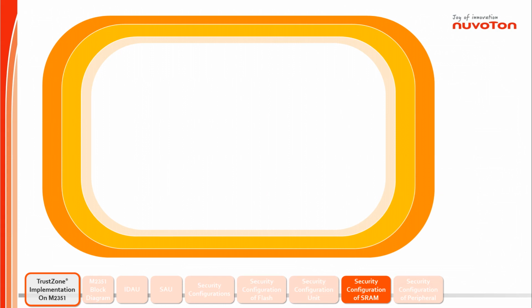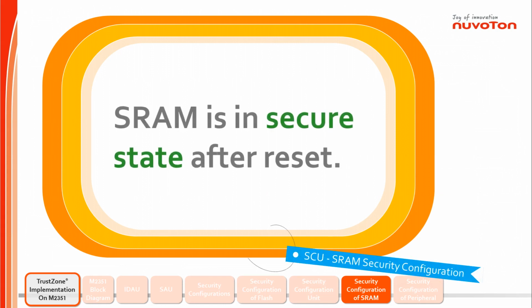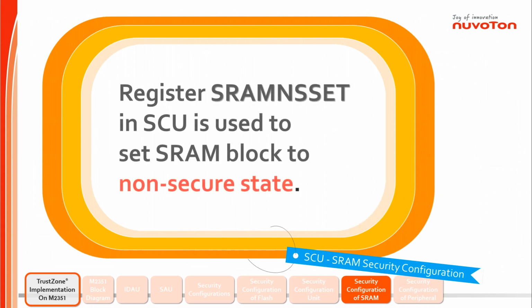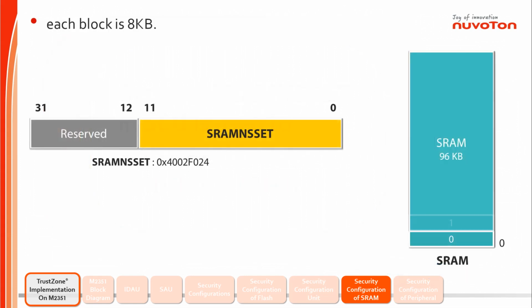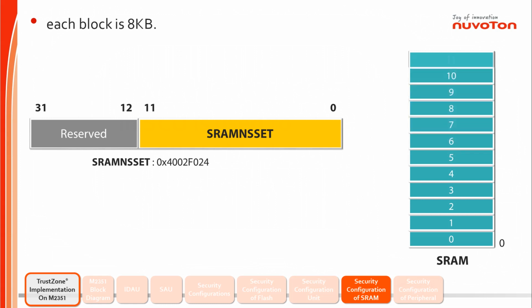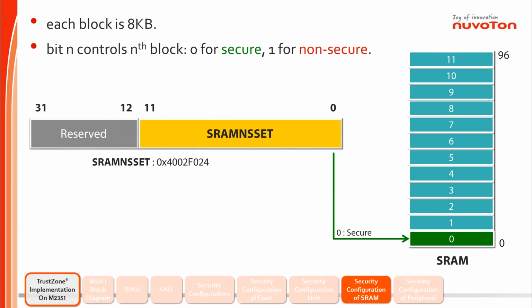After power on or reset, entire SRAM memory is in secure state. The initialization code can program register SRAM NS set to set the SRAM block to be non-secure. The length of register SRAM NS set is 12 bit. Bit N controls the security attribute of SRAM block N. For example, bit 0 controls block 0, bit 1 controls block 1, and so on. 0 indicates that the corresponding SRAM block is secure, and 1 indicates non-secure.